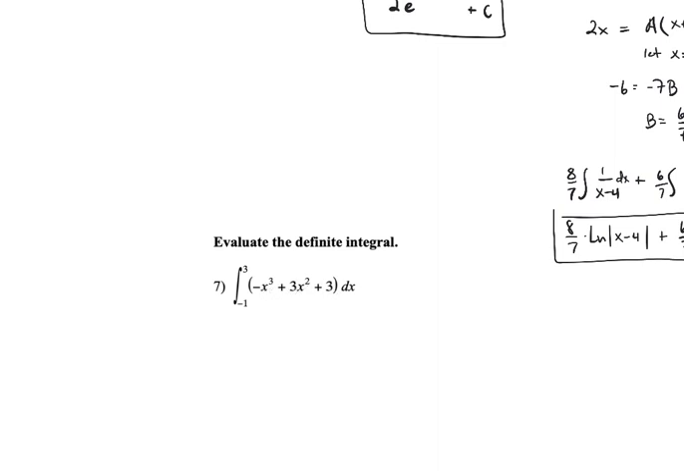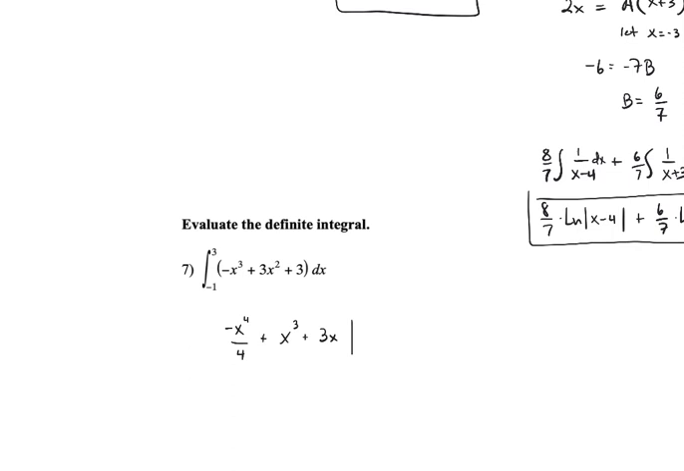So the antiderivative of that first term becomes negative x to the 4th over 4. The antiderivative of the second term is going to become x to the 3rd divided by 3, but then the 3 would cancel with that 3, so it just becomes x to the 3rd. And then the antiderivative of 3 is 3x.